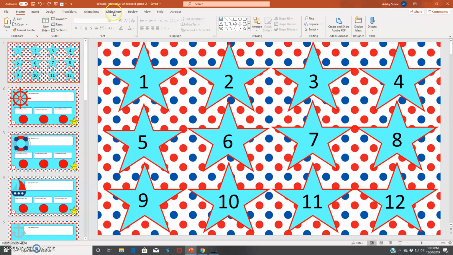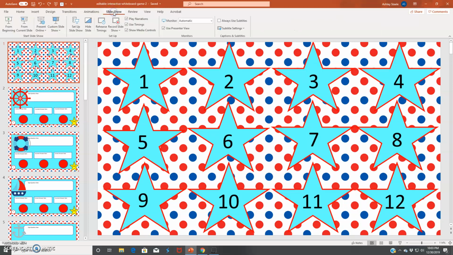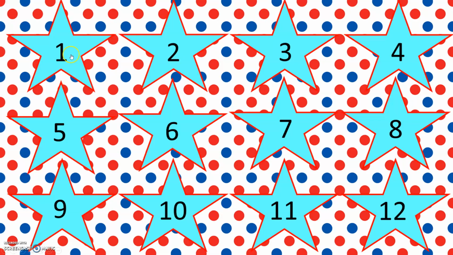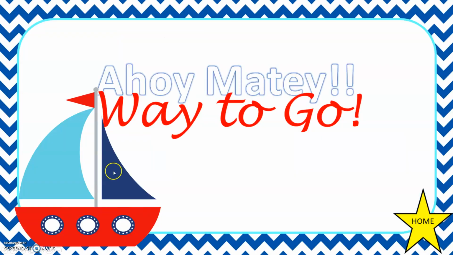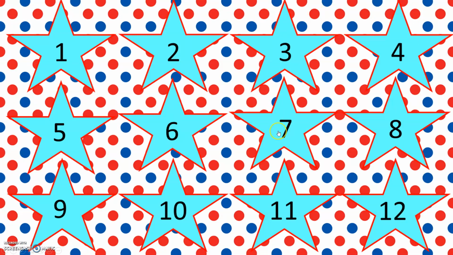So to play the game, you need to be up here in slideshow mode. You're going to play from the beginning. And like I said, each star takes you to a game page. So your question will be typed here, and your answers will be typed down here. And if the student clicks on the correct answer, it will take them to the way to go page. And then to go back to the game board, you're going to press the home button. And then, as they go, if you want them to, they're recording their answers on the recording sheet.